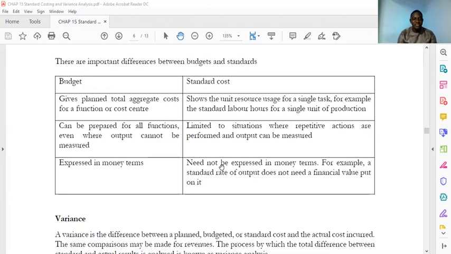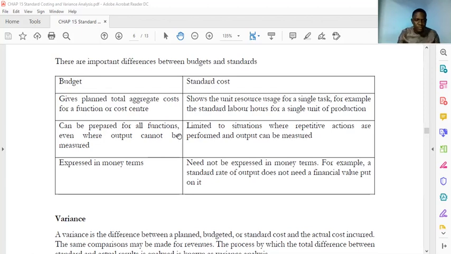A budget is expressed in money terms. A standard cost need not be expressed in money terms. For example, a standard rate of production or output does not need a financial value put on it. So these are the similarities and differences between a budget and a standard.